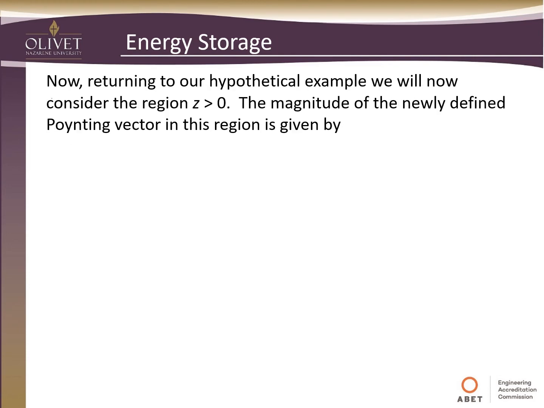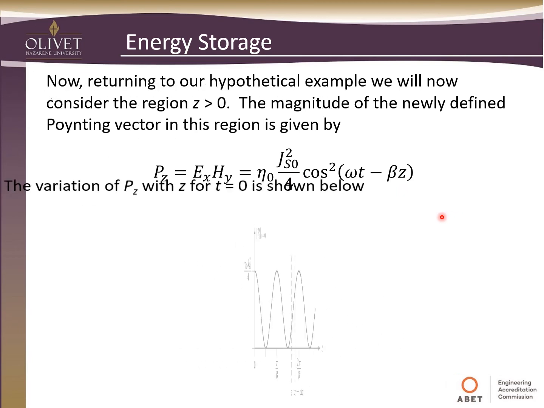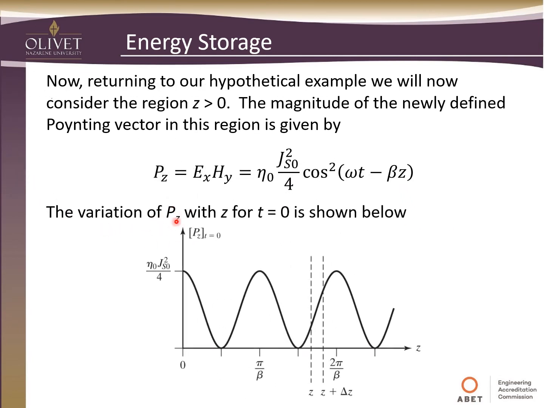Now we want to turn to our hypothetical example, considering this region again in the positive z direction. The magnitude of the newly defined Poynting vector is given by this expression here. So this Poynting vector in the z direction comes from our electric field in the x direction and magnetic field in the y direction. The variation of this Poynting vector with position for some arbitrary time, say time t equals 0, which gives us this first wave here, can be shown as this. So our Poynting vector is going to vary with position.